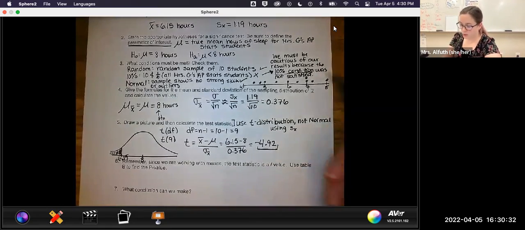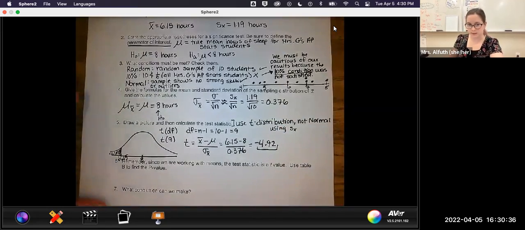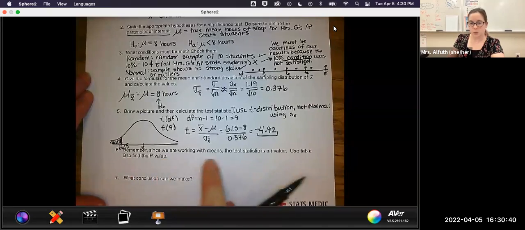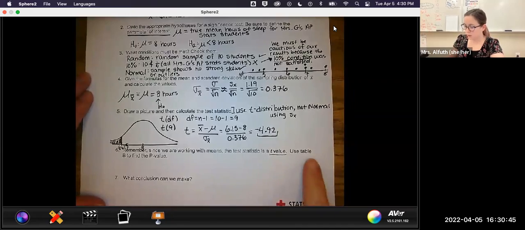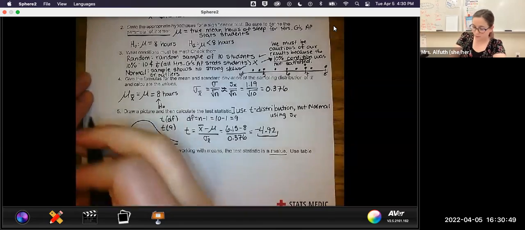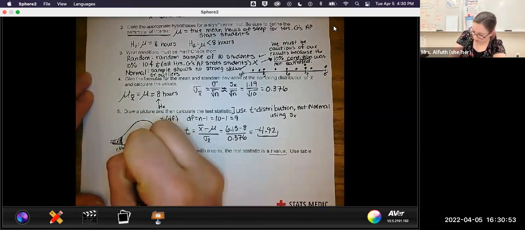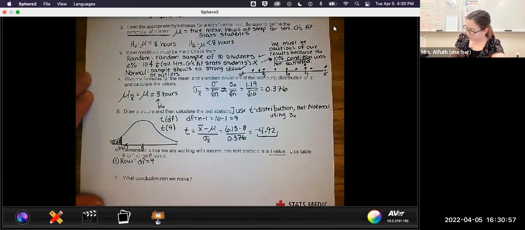Okay, so this 4.92 right here is what I want you to remember. Because now, using this test statistic, that negative 4.92 is our test statistic, we're going to come down here to number 6. Since we're working with means, the test statistic is a t-value. So we're going to use that t distribution, table B, to find the p-value. So the first thing we're going to do is look for the row that we're looking at. Our degrees of freedom was 9.